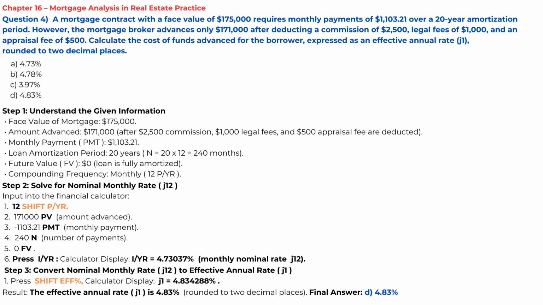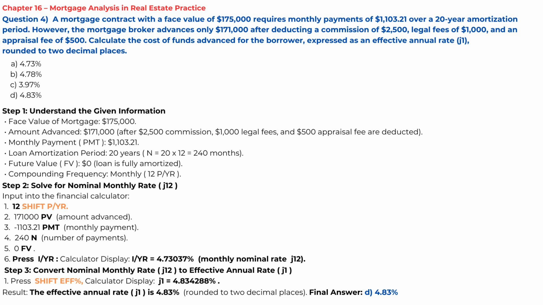Question 4. A mortgage contract with a face value of $175,000 requires monthly payments of $1,103.21 over a 20-year amortization period. However, the mortgage broker advances only $171,000 after deducting a commission of $2,500, legal fees of $1,000, and an appraisal fee of $500. Calculate the cost of funds advanced for the borrower, expressed as an effective annual rate, J1, rounded to 2 decimal places. Step 1.